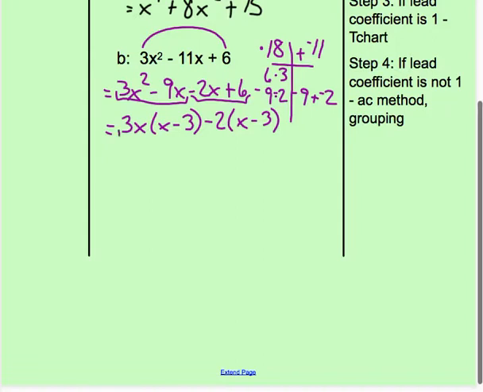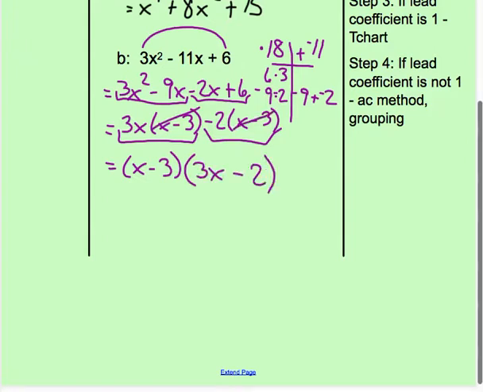So now looking at term 1 and term 2, we have a GCF of x minus 3. Factoring that out, I'm left with a 3x minus 2 for my second term.